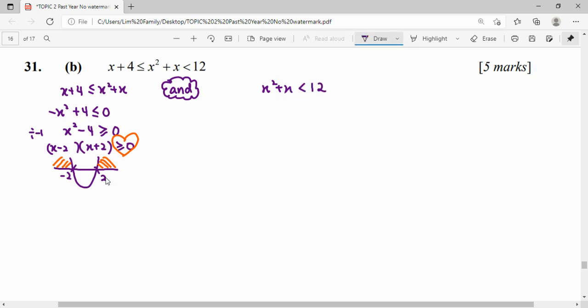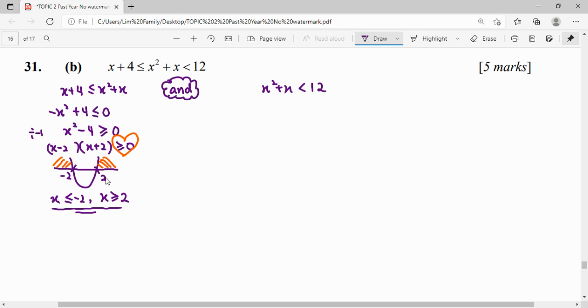So our answer is where x is less than or equal to -2, and another part of the answer is x greater than or equal to 2. This is our left hand side answer. We're going to continue with the right hand side.